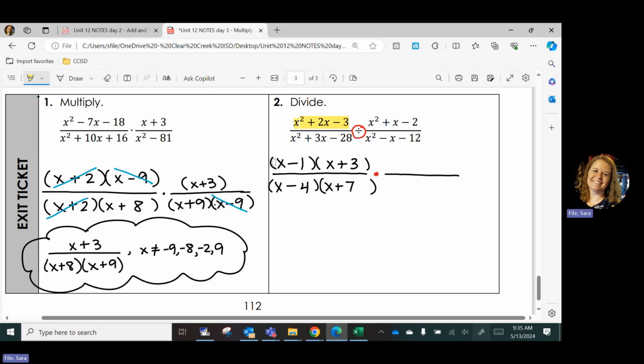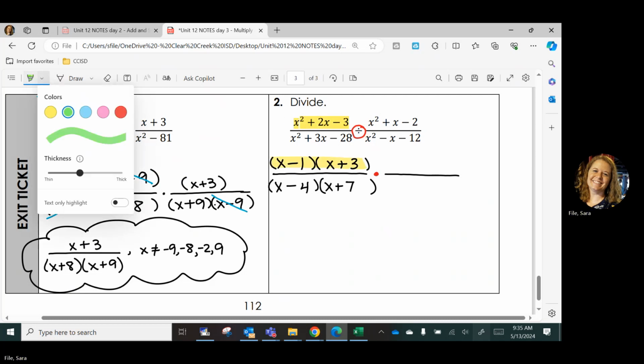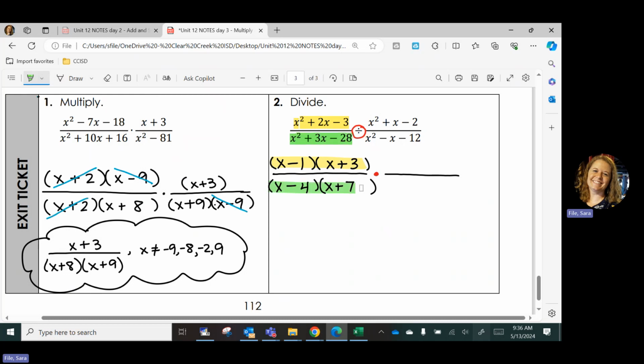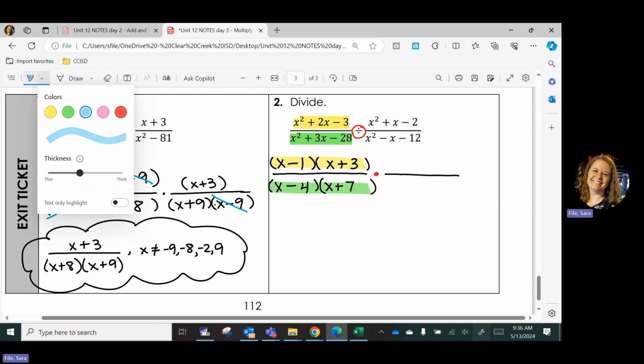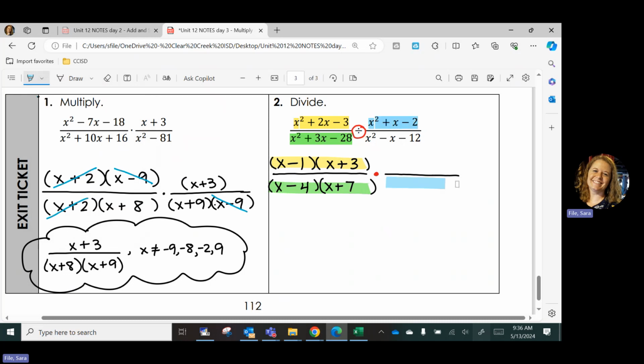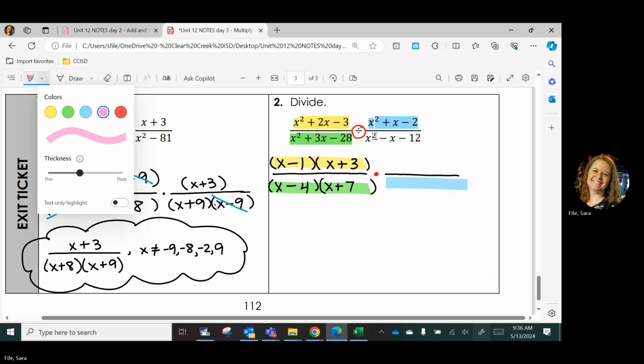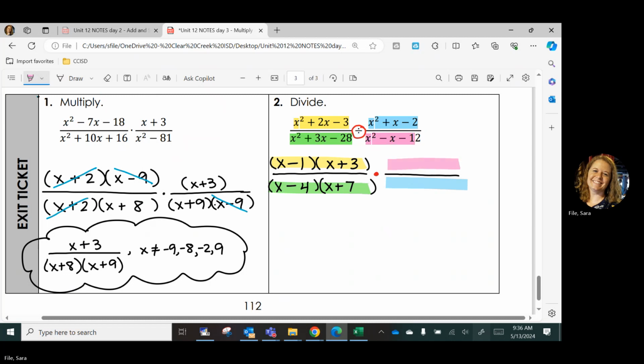So this numerator stayed the numerator. This denominator stayed the denominator. But over here, it's going to switch. All right, so in blue, what was the numerator is now in the denominator. And the only factors of 2 are 2 and 1. We want one to be positive and one to be negative, but add to a positive. So positive 2, negative 1.